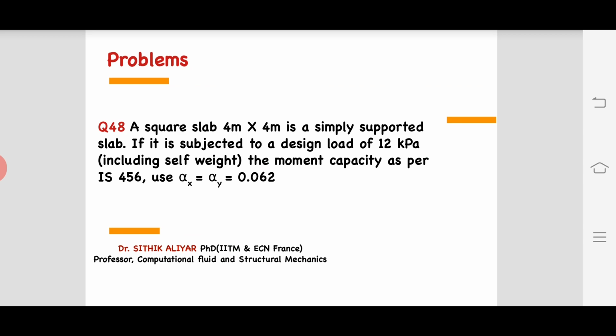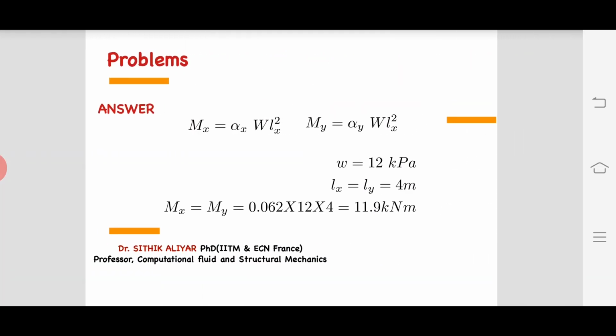Okay, so they have given one simple problem here. A square slab of 4 meter by 4 meter is a simply supported slab. If it is subject to a design load of 12 kPa, they have given the load. The moment capacity as per IS 456, they have given a coefficient also. So everything is given. So what is the answer?